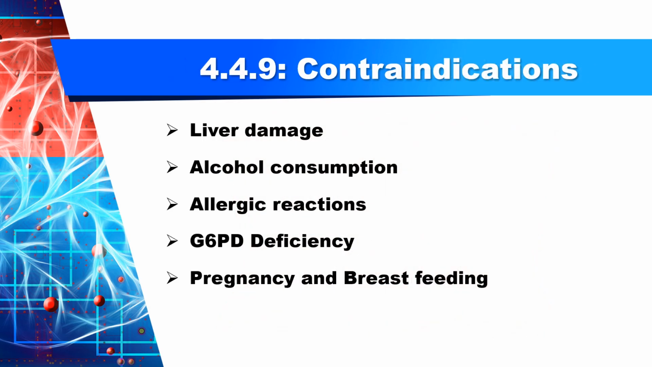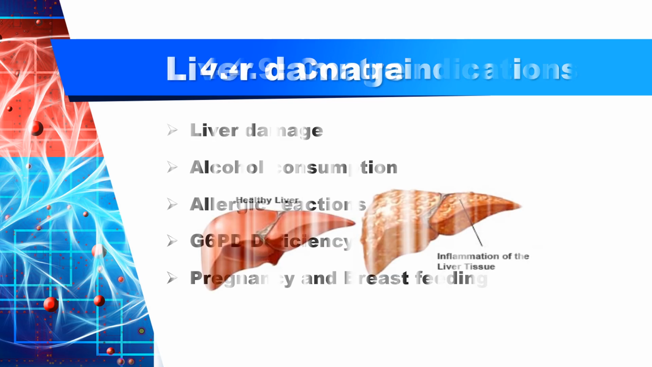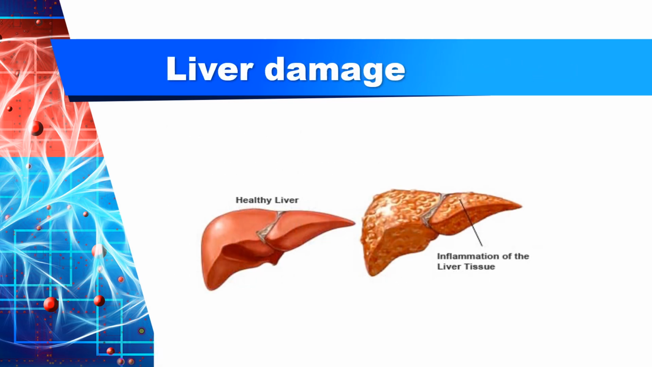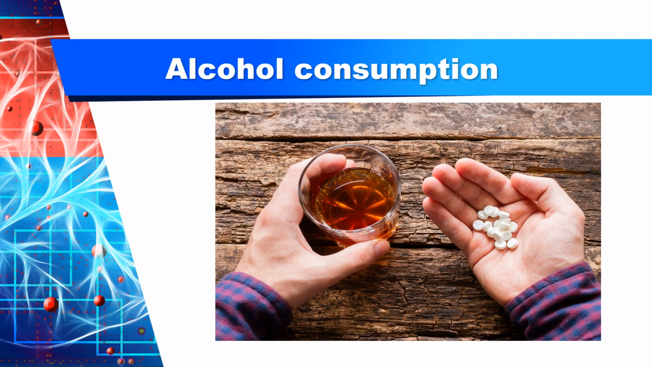Contraindications. It should be avoided for patients with liver damage, alcohol consumption, allergic reactions, G6PD deficiency, pregnancy, and breastfeeding. Patients with severe liver disease, hepatitis, or cirrhosis should not take paracetamol as it can exacerbate liver damage. Alcohol consumption: chronic alcohol use combined with paracetamol increases the risk of liver toxicity and should be avoided.